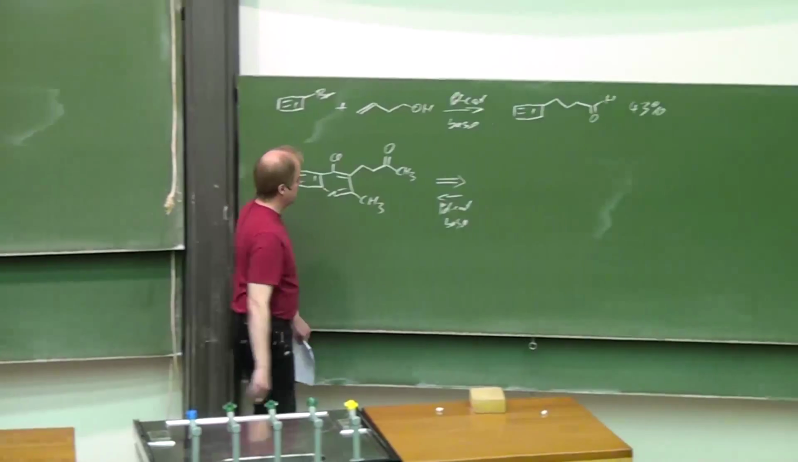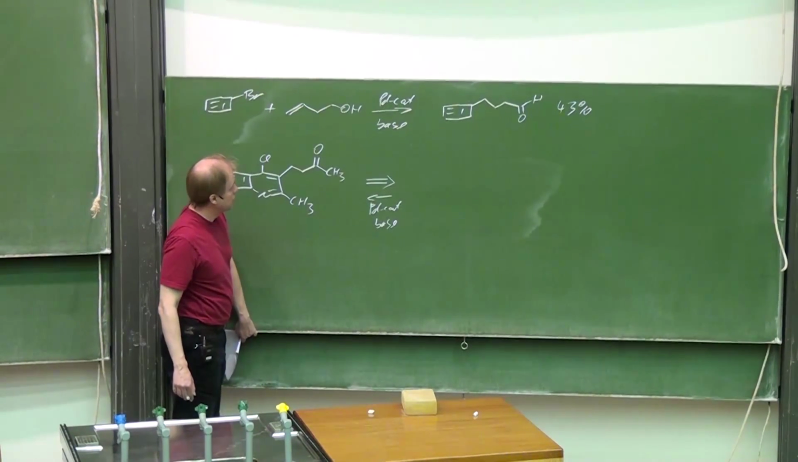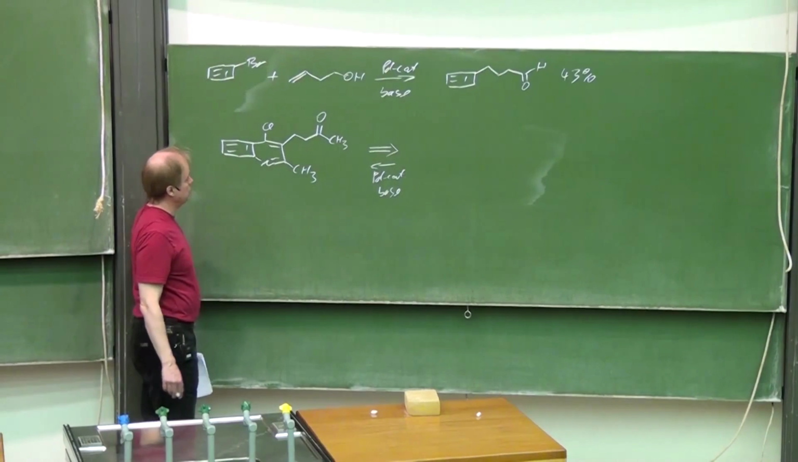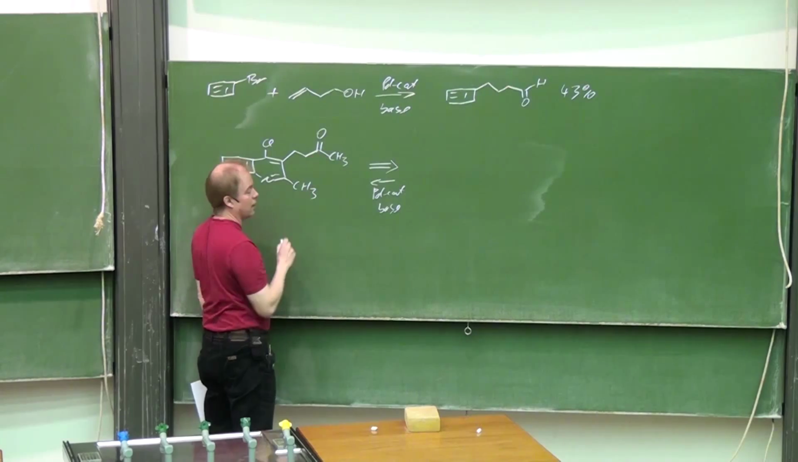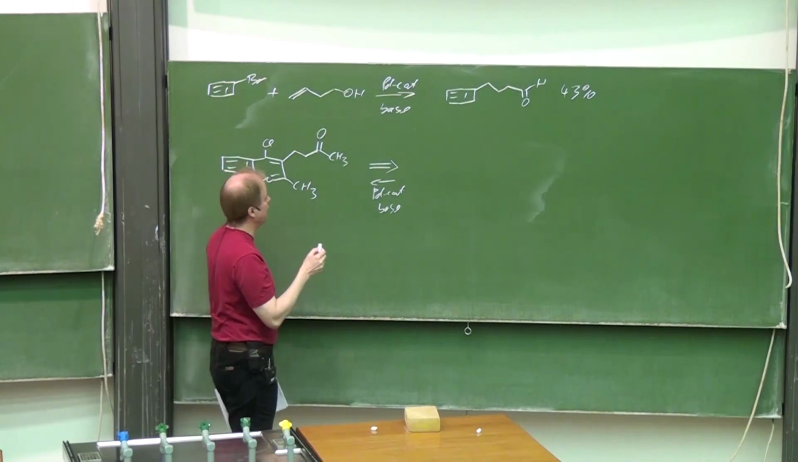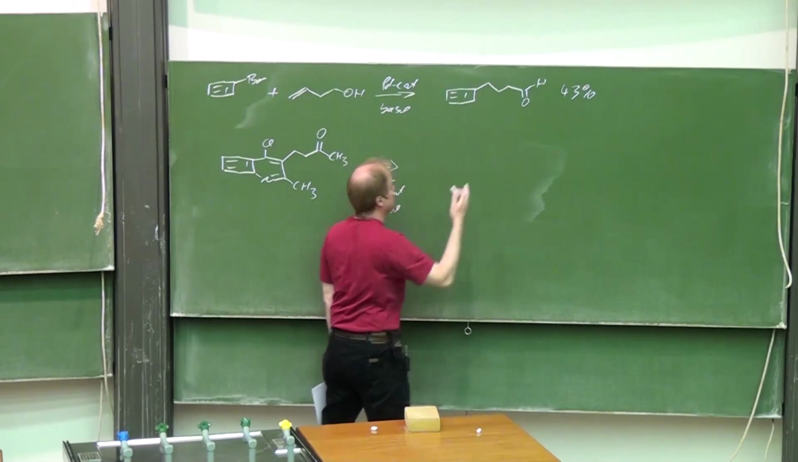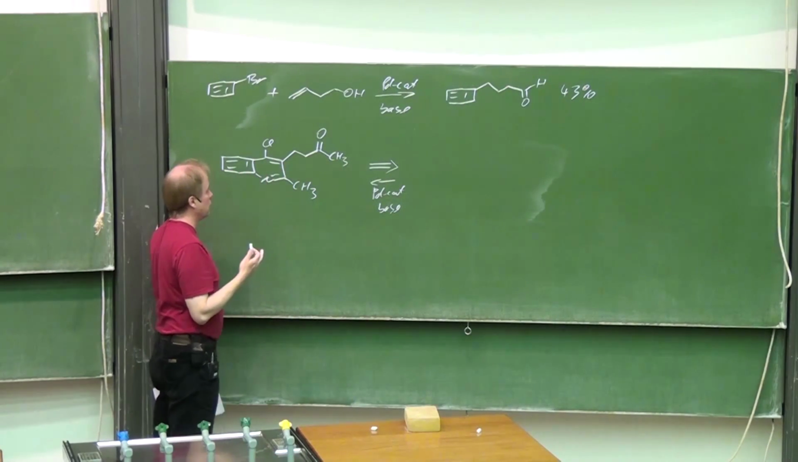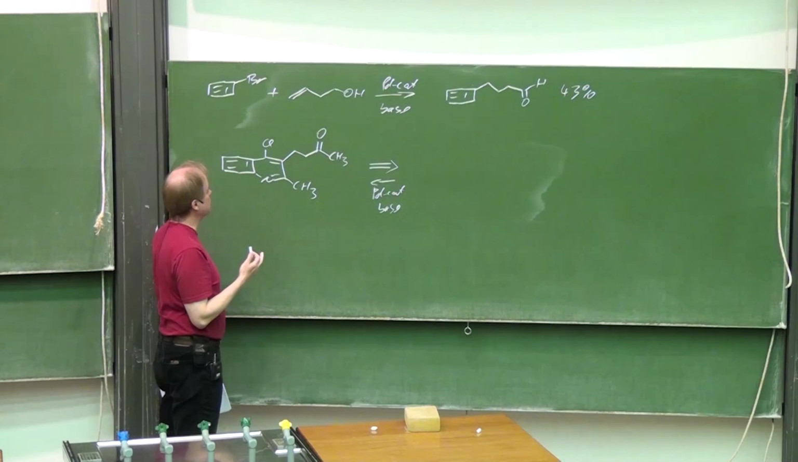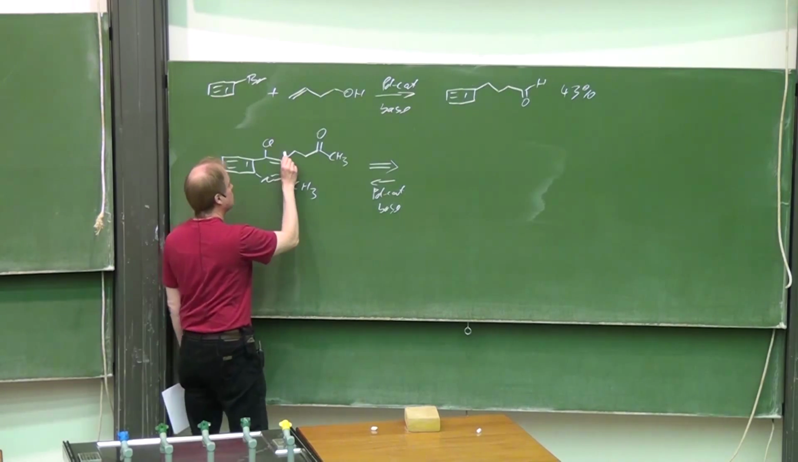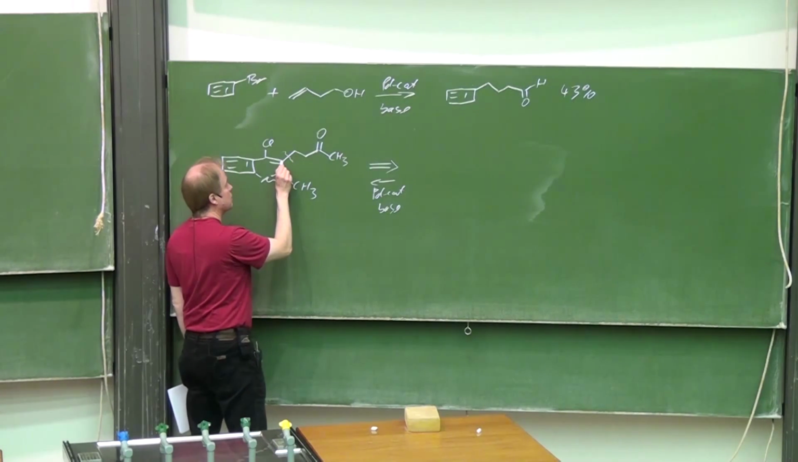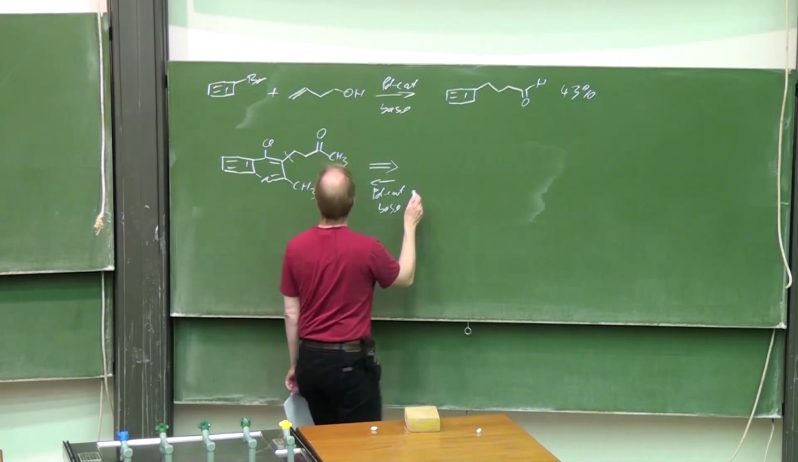So let's start with this example. What we have in the product is this side chain with a carbonyl group, and we have learned that a side chain with a carbonyl group we can introduce by Heck-type reactions with allylic or homoallylic alcohols, and therefore it is an interesting idea to form this carbon-carbon bond.